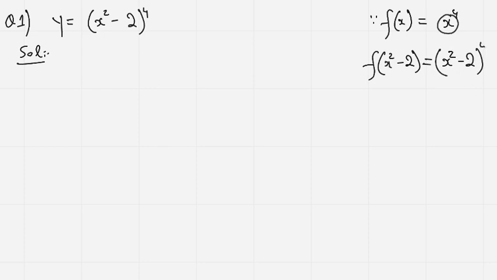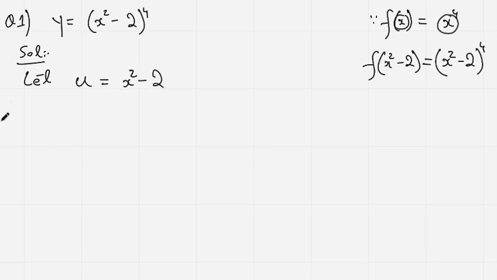As I am not having a simple variable of degree 1 at the place of the argument of my function f, I am having a full expression, a full polynomial of degree 2. So what I do is assume that u is equal to x squared minus 2.